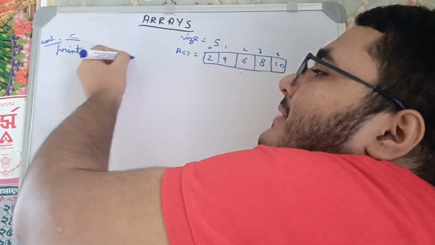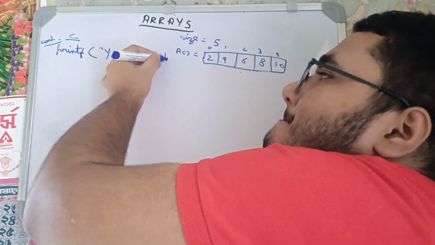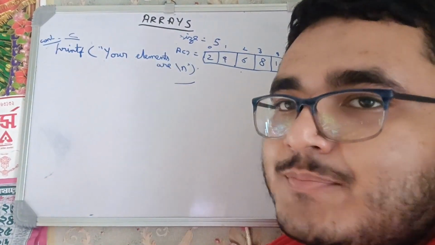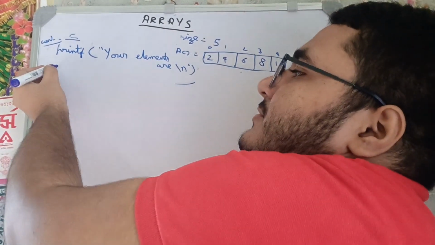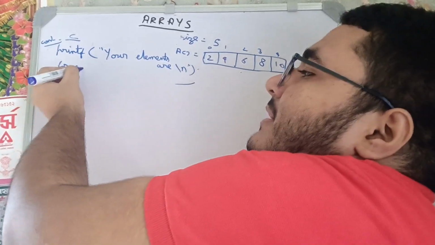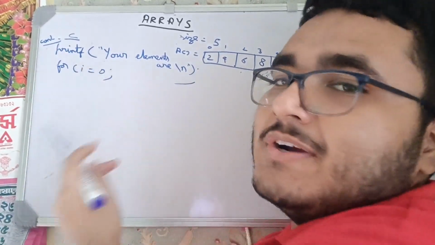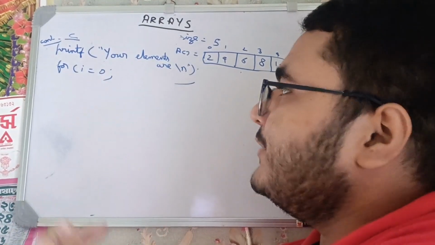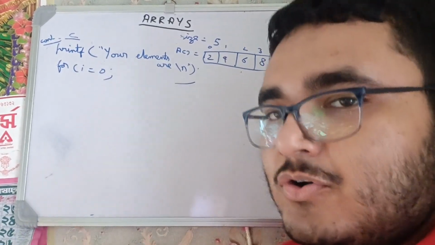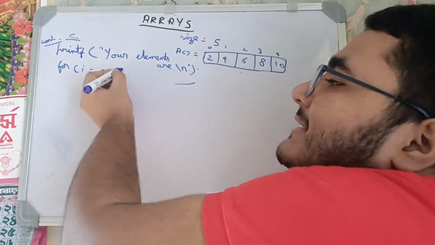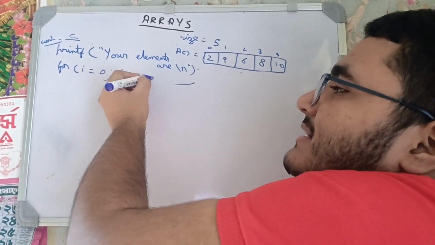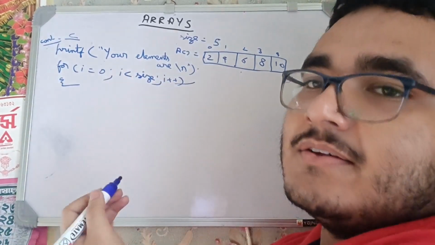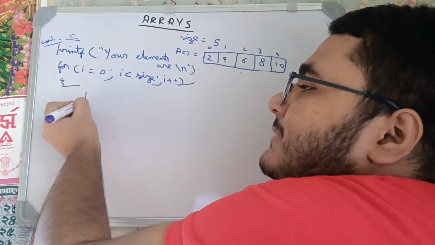printf("Your elements are\n"). So for i = 0, as I have already declared i in the integer portion, right? You will continue only after that for loop. i < size, in the same way as Java. And what do we need to do? We need to print it, printf.